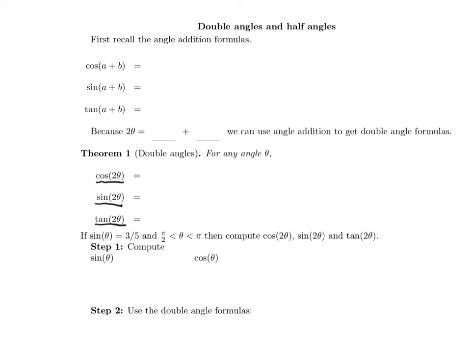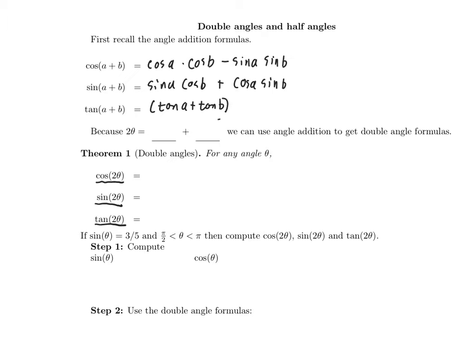They just come from angle addition. So let's start by recalling angle addition. For any two angles A and B, the cosine of A plus B is, well, you remember this, so you can fill this out on your own. Cosine A, cosine B, minus sine A, sine B. Sine of A plus B is sine A cosine B plus cosine A sine B. Tangent of A plus B is tangent A plus tangent B divided by 1 minus tangent A times tangent B.